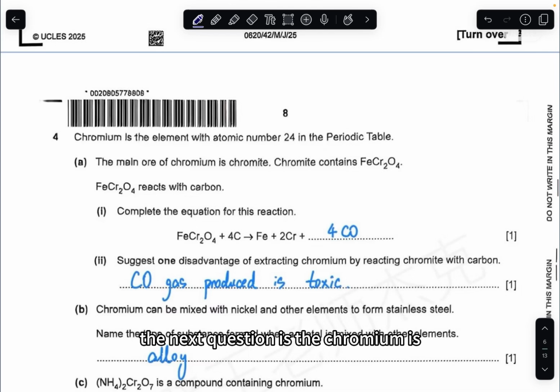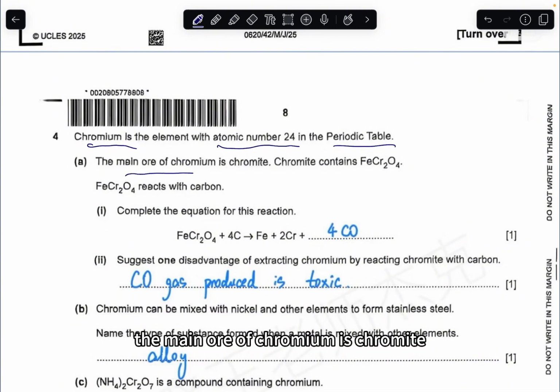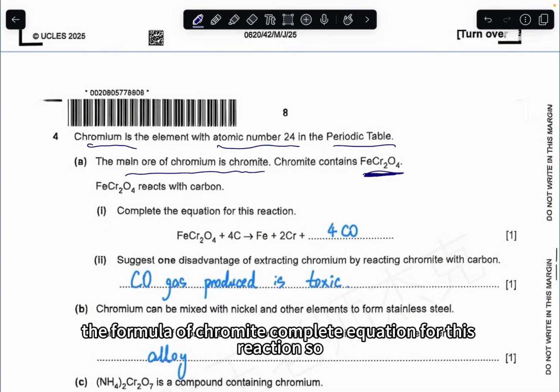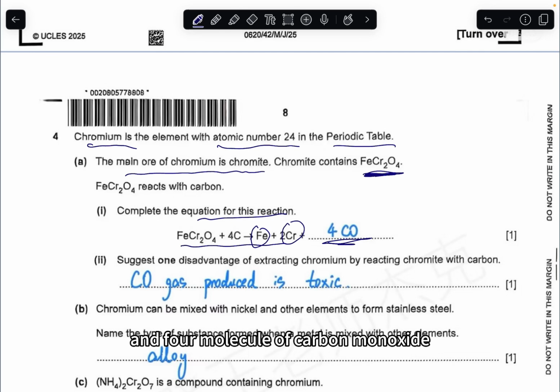The next question is, chromium is the element with atomic number 24 in the periodic table. The main ore of chromium is chromite. So that is the formula of chromite. Complete the equation for this reaction. So the reaction will be like this: chromite, when it reacts with carbon for purification, changes into iron, chromium, and 4 molecules of carbon monoxide.